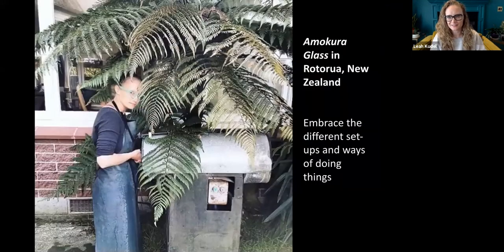And sometimes you have to cold work under trees outside. This is a sideways wheel, kind of grinding wheel. So you grind the pieces on the side, kind of that way. And everything in New Zealand grows really crazy. So I feel like I was cold working in the jungle for a few days.